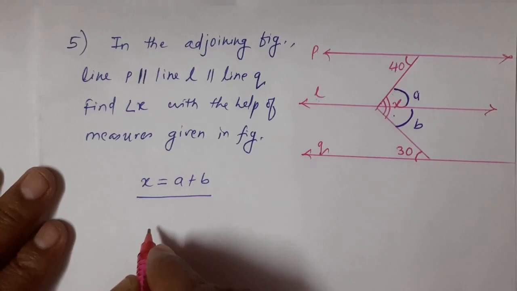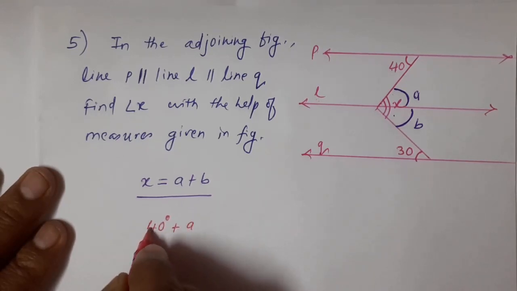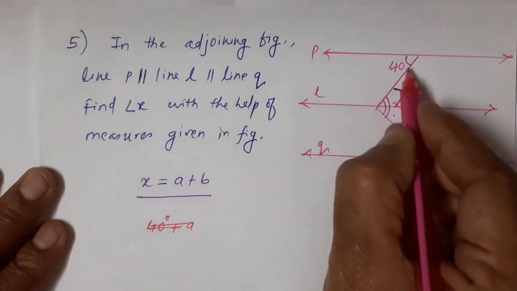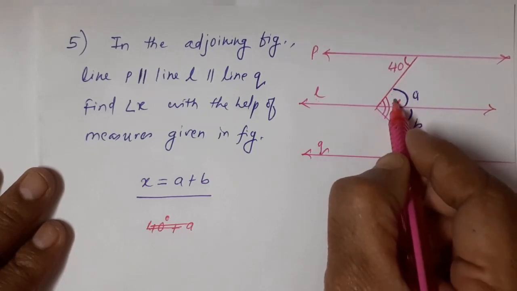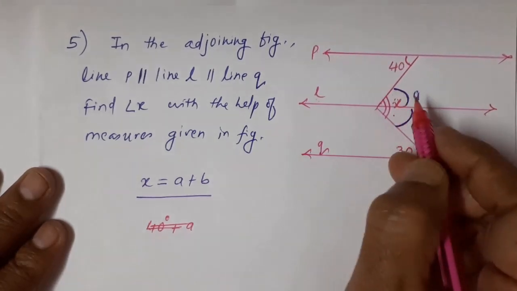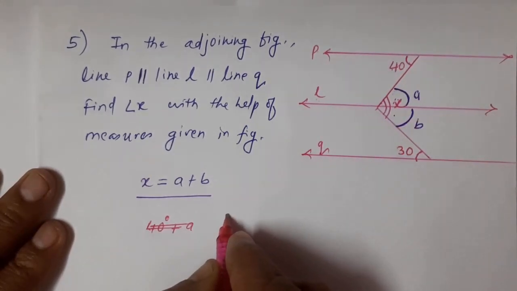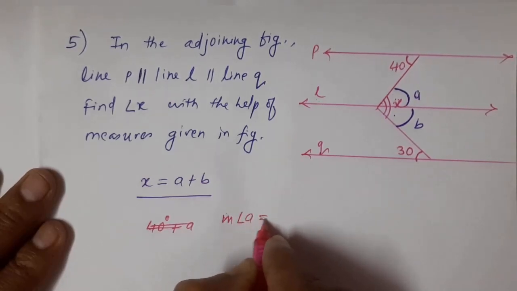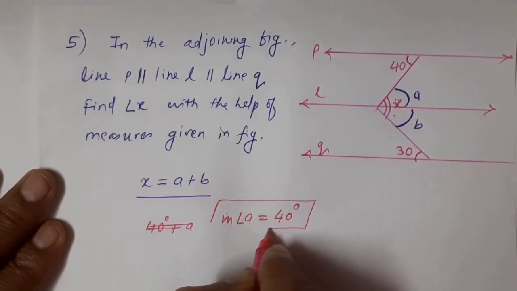By which rule? I am telling you. Suppose I write that both angles, the 40 degrees and A, are alternate interior angles, and alternate angles are congruent. By that rule, the measure of angle A is equal to 40 degrees. So we have found out the measure of angle A is 40 degrees.